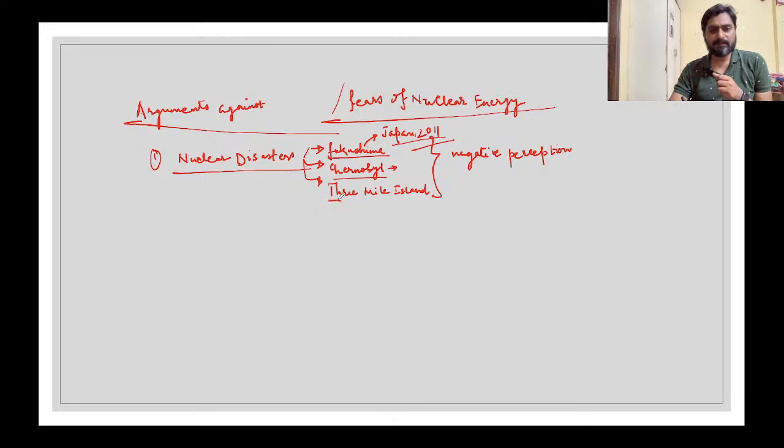Three Mile Island is in USA. This accident took place in 1979, so you can say the 1980s. Chernobyl took place in 1986, and the Japan incident took place in 2011. Because of that, negative perception had developed.